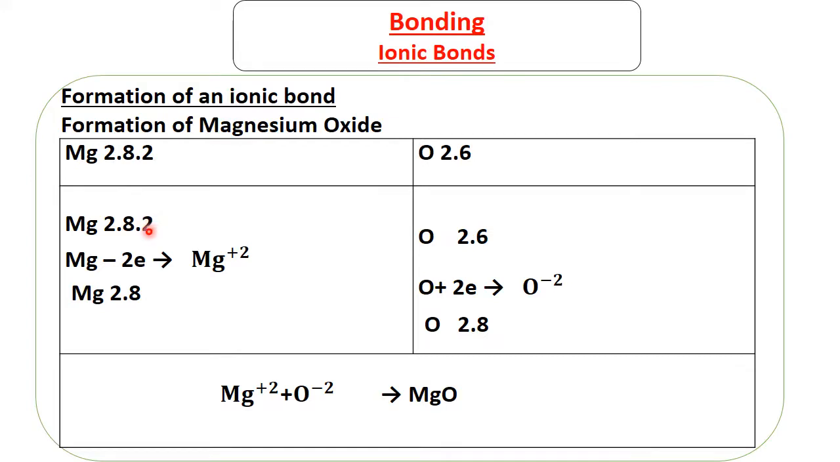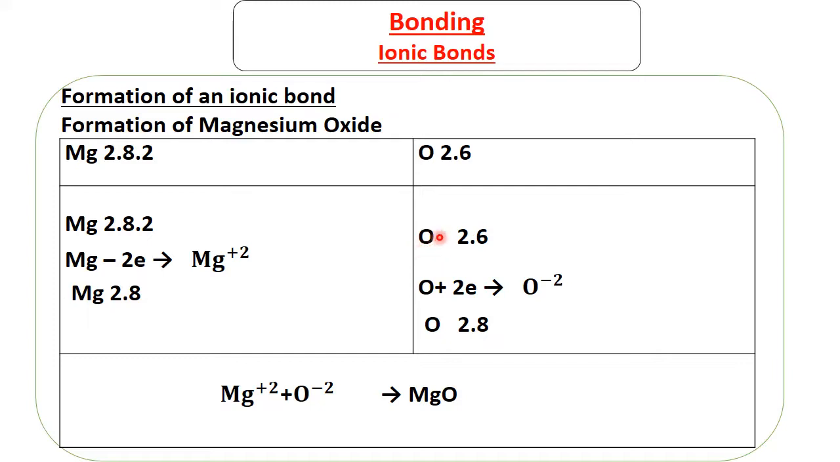So for magnesium, it needs 6 electrons, and since it's a metal, it has to lose. Metals tend to lose, so it will lose these 2 electrons so that it has 8 in the outermost shell. So magnesium is going to lose 2 electrons and it will become magnesium plus 2, and its new electronic configuration is going to be 2,8, and its symbol needs a charge here. I forgot to write that.